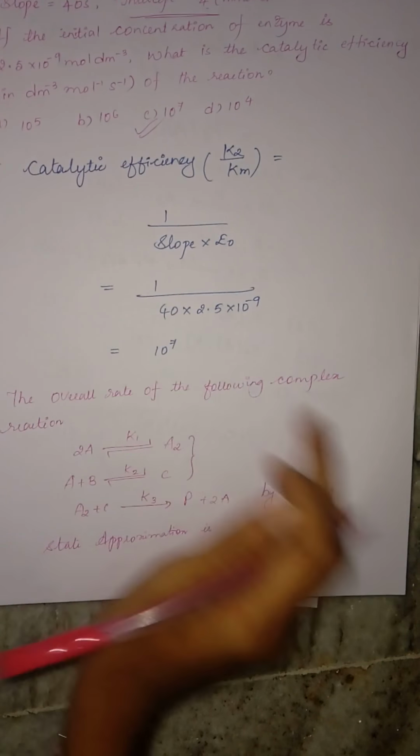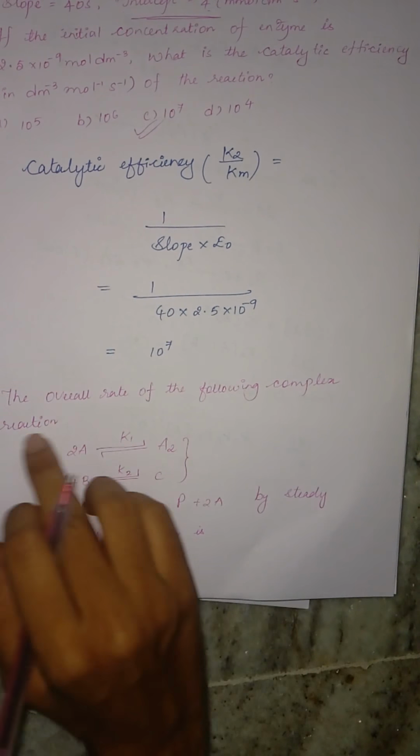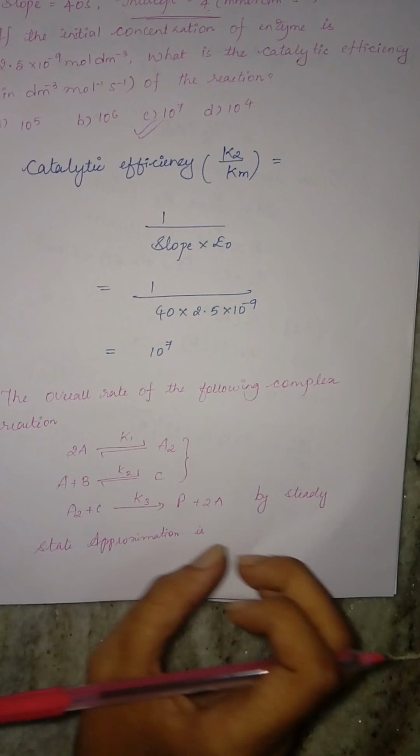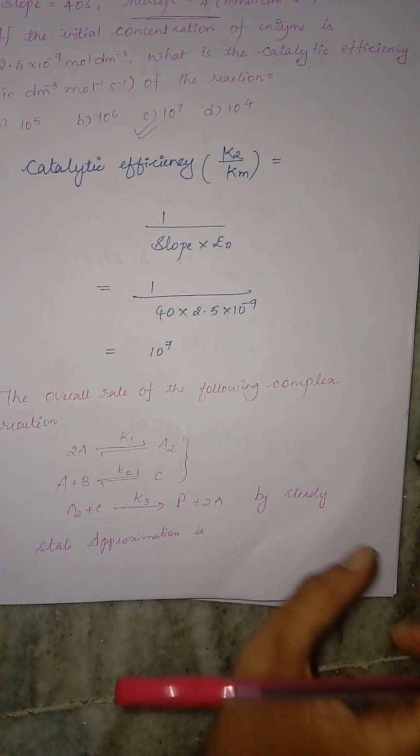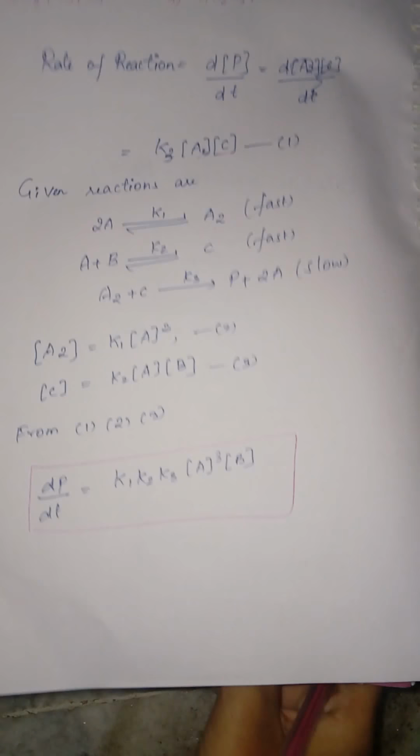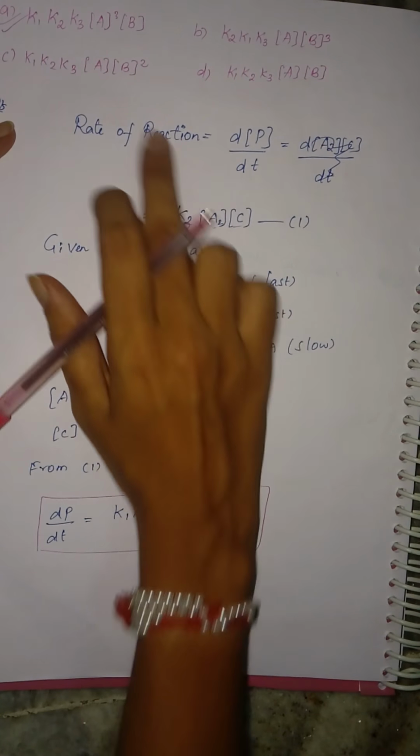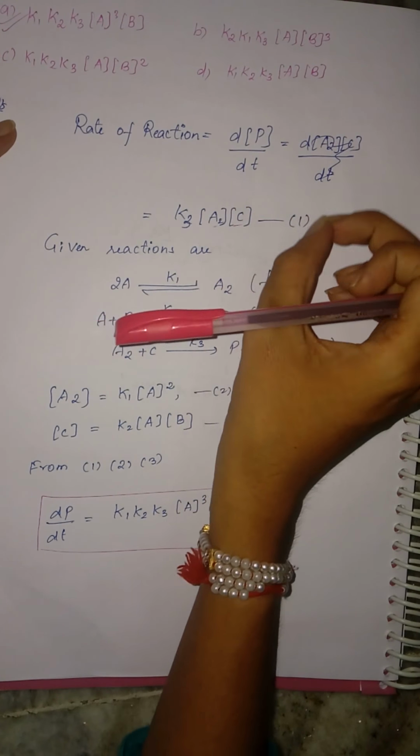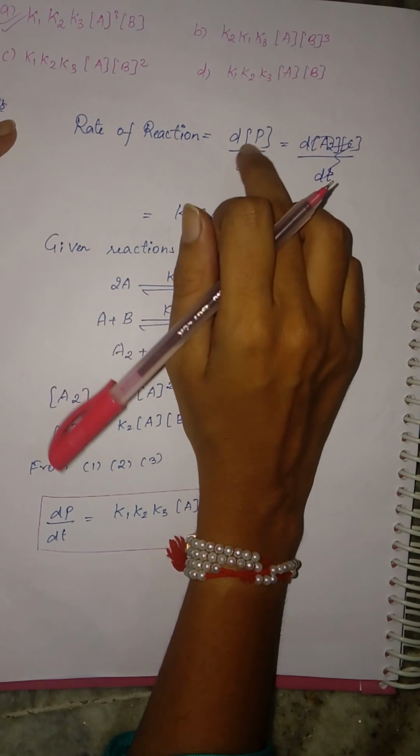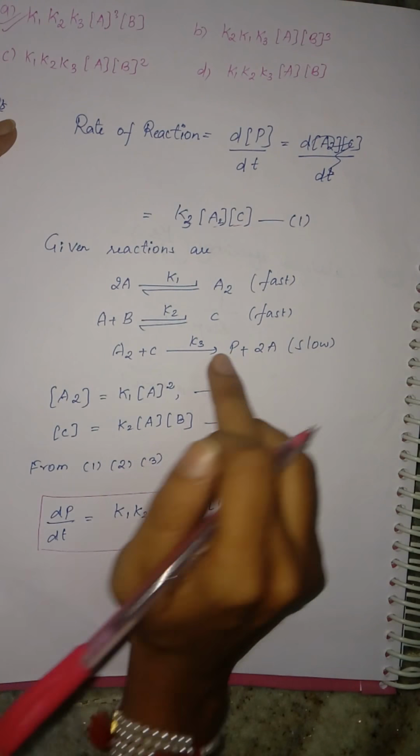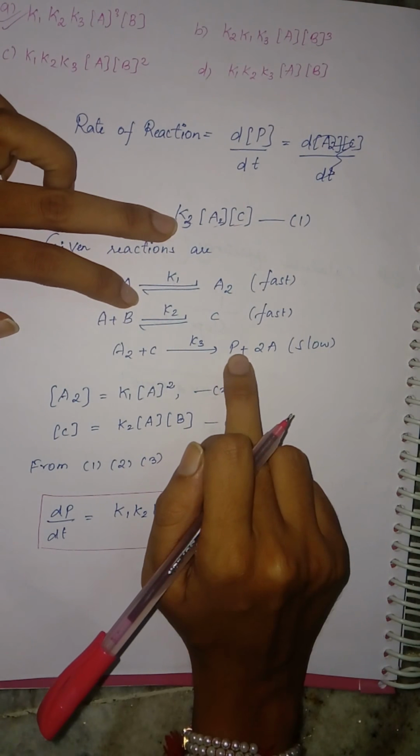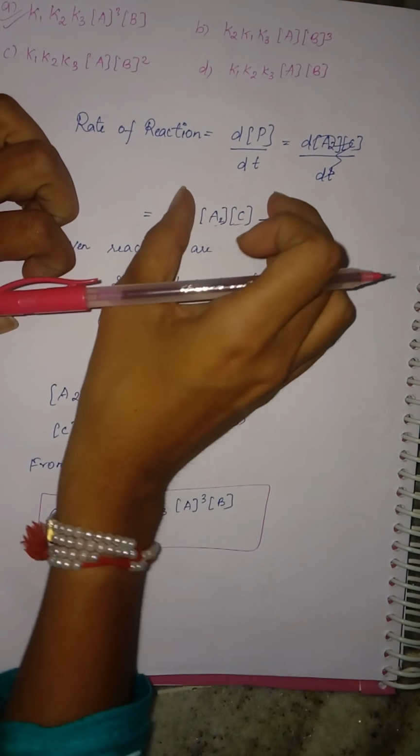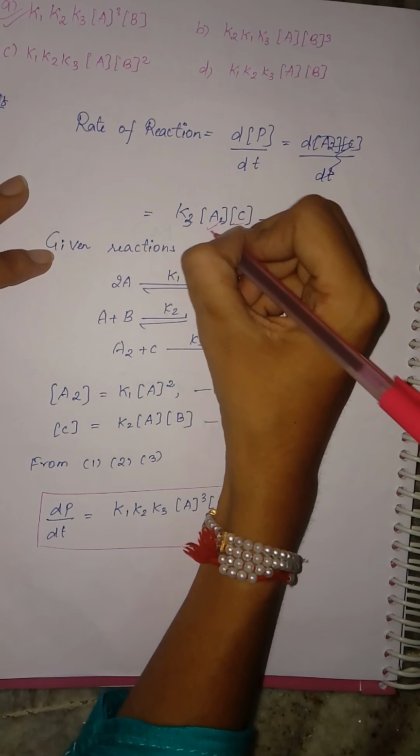Okay, now next question, the overall rate of the following complex reaction. You have been given a complex reaction. By steady state approximation, what is the overall rate for these reactions according to SSA? Now, the rate of the reaction is given for the step which is your slow step, I mean the rate determining step, where the product is formed. So d of product by dt. And if you look at the reactions, where is the product formed? Here. So K3 into A2 into C is the product formed reaction. This is the rate of the reaction. What you have to find is where A2 and C are formed.